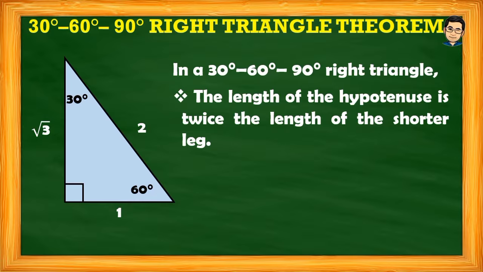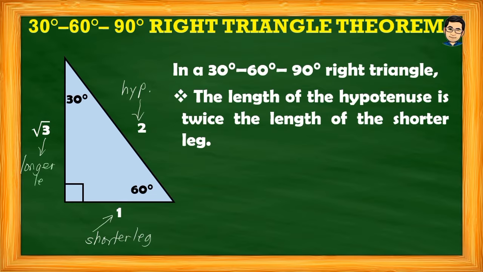And then, kung hypotenuse ang given at hinahanap yung sukat ng shorter leg, ang gagawin lang po natin is i-divide lang po natin sa 2 yung hypotenuse. In this case, ang sukat po ng hypotenuse natin, ito siya, is 2. Nasaan yung shorter leg natin? Ito po. Yan ang shorter leg. Ito naman ang tinatawag nating longer leg.